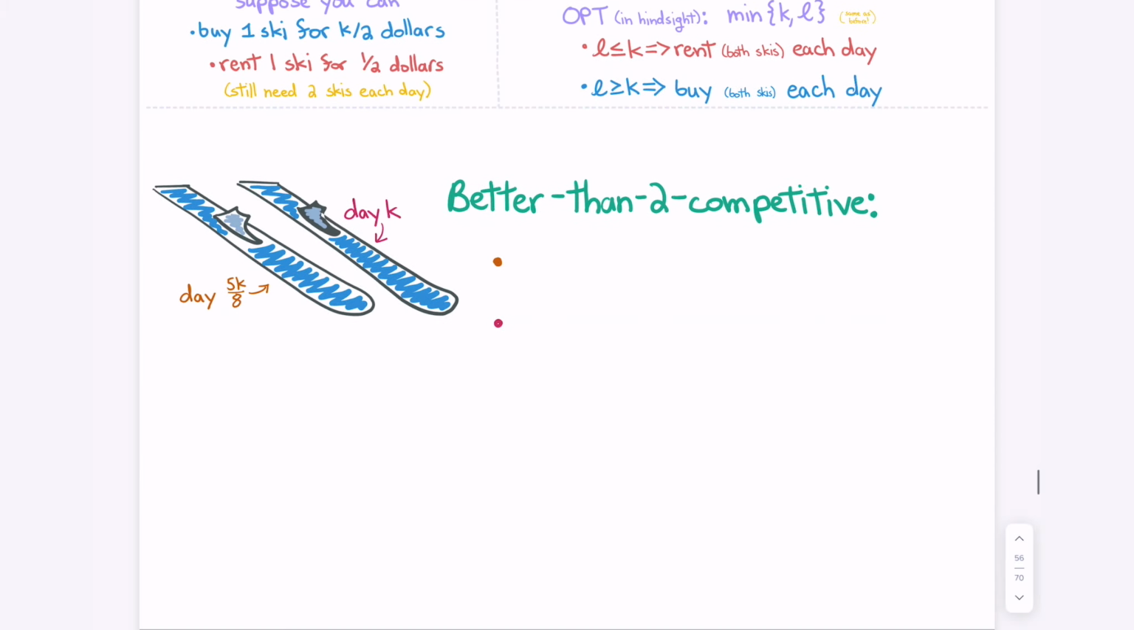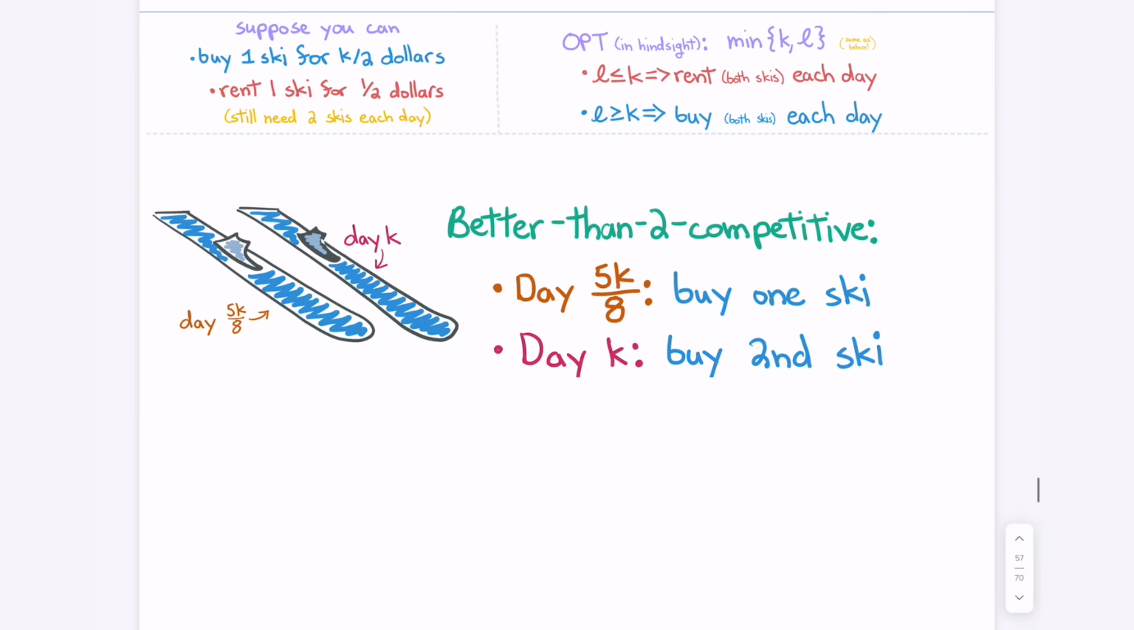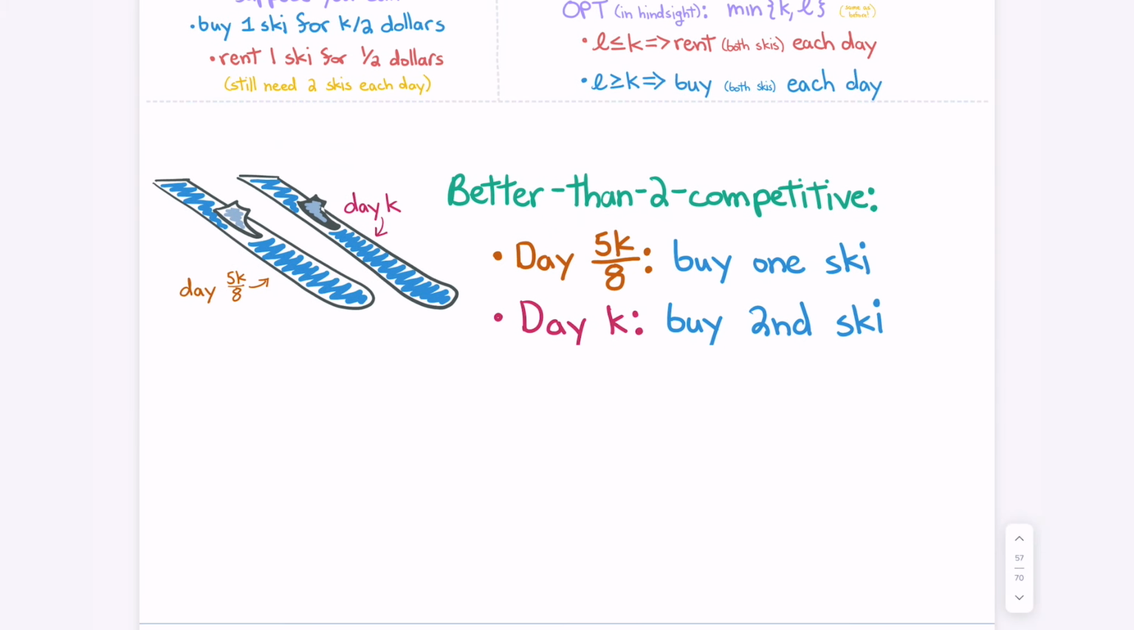Okay, so better than two. Here's at least one example I drew up. Slightly after halfway through, I'll buy one ski, and then at day K, I'll buy the second ski. I'm not sure why it is slightly after.